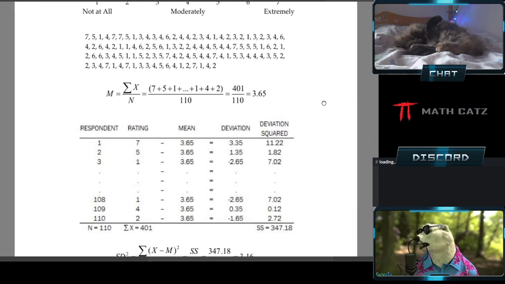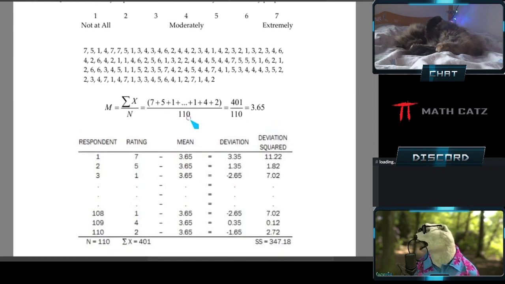Great. So now let's look at, for each of them, the score itself minus the mean gets me my deviation. Then I square that, and then I add them up to get the sum of the squares over here. You see very quickly by hand, this is already potentially quite tedious to do.